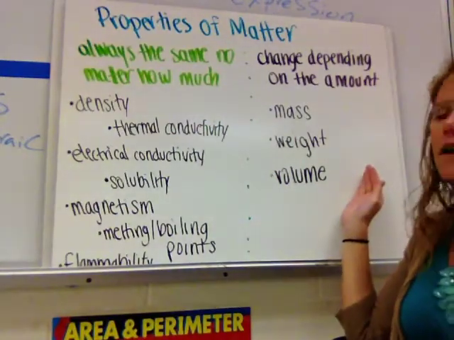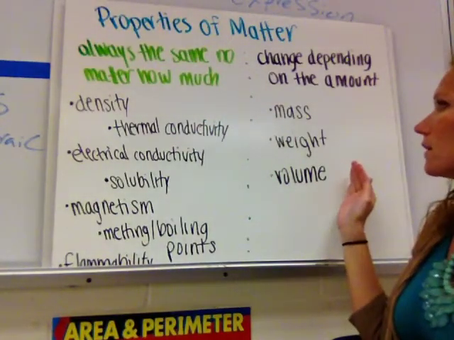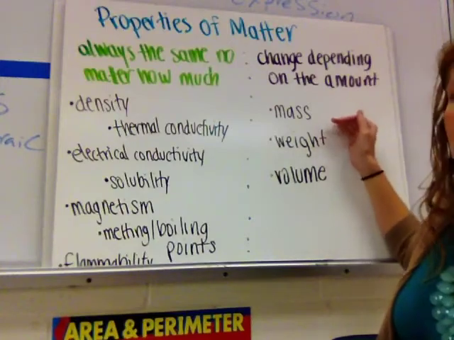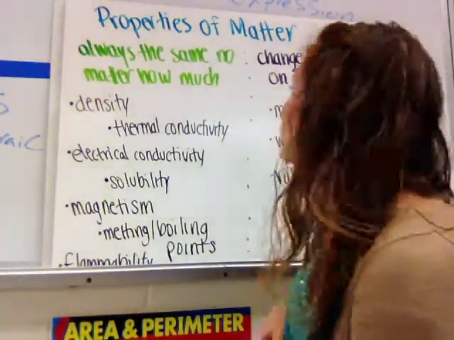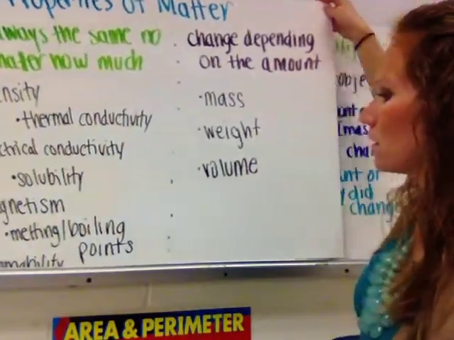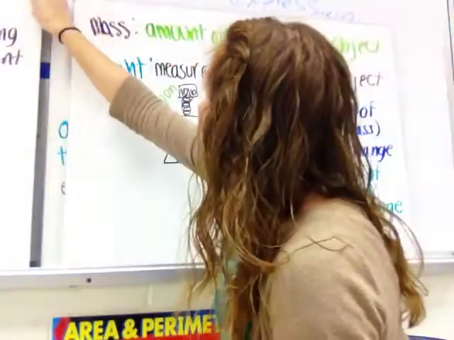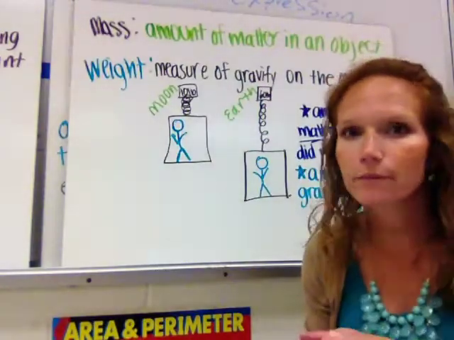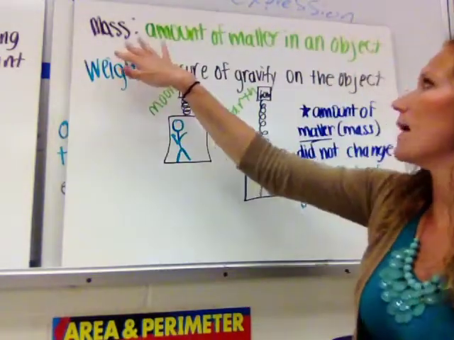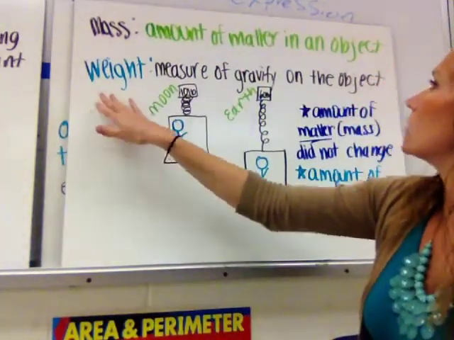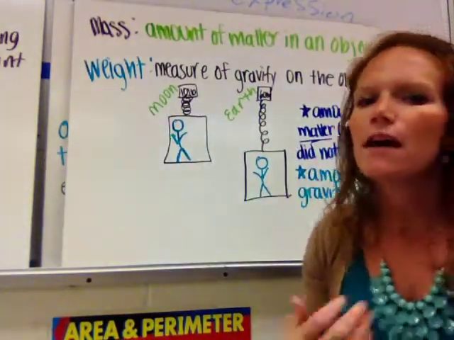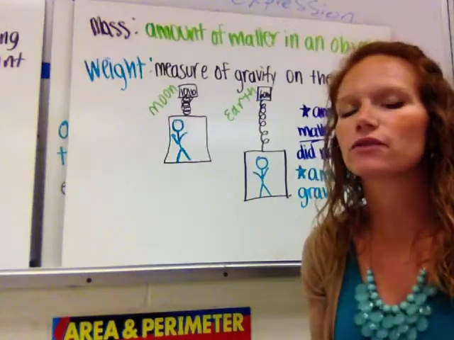Then, like I said, there are properties that change depending on the amount. Those examples are mass, which we'll go over, weight, we'll also go over, and volume. Still going to go over that one. So I said we'd go over them, we're going over them. The first one's mass, which is the amount of matter in an object. And the second one is weight, which is the measure of gravity on the object. Now these are two that people get confused really easily.